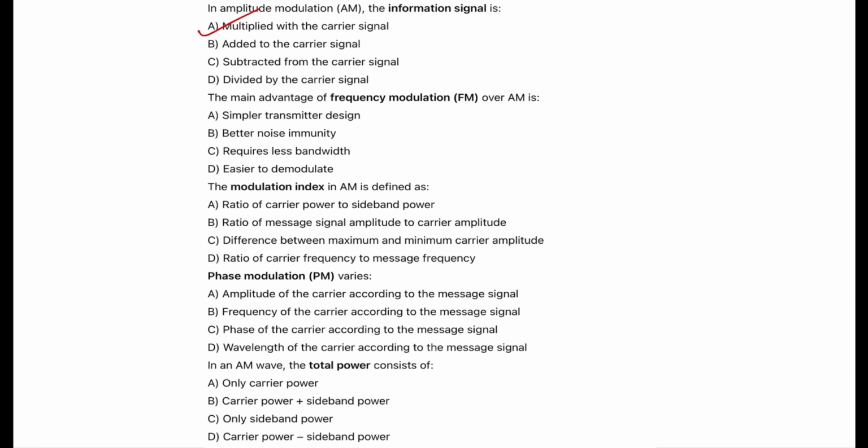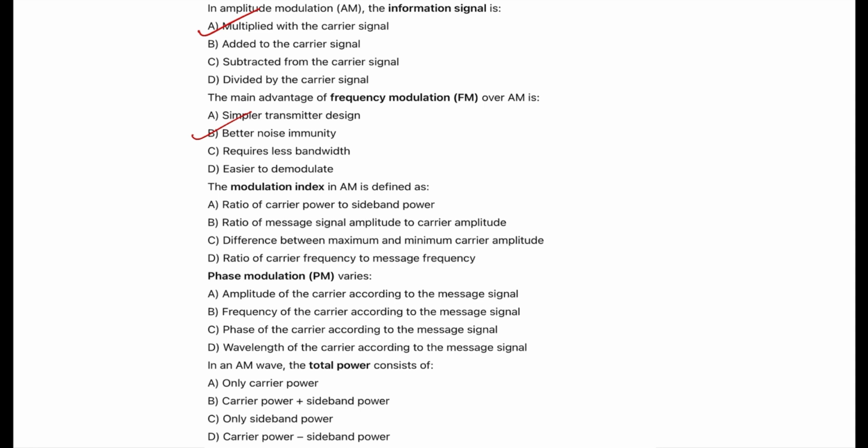The main advantage of frequency modulation over AM is: option A, simpler transmitter design; option B, better noise immunity; option C, requires less bandwidth; option D, easier to demodulate. We know that the main advantage of frequency modulation over the AM modulation is better noise immunity.